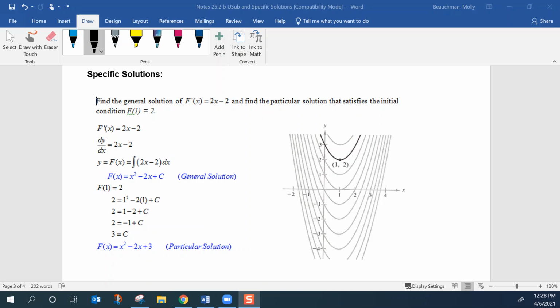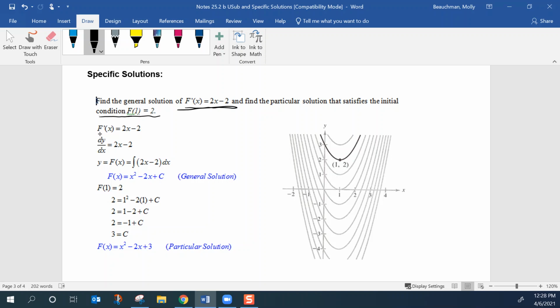In this video, we'll take a look at something called specific solutions. If you ever wonder how to find that plus c from the general solution, you need to have coordinates of a point. So if we want to find the general solution of f prime of x is equal to 2x minus 2, that means the derivative of our function is 2x minus 2, and then find the particular solution that satisfies an initial condition. An initial condition, f of 1 is equal to 2, gives us a point on our function.